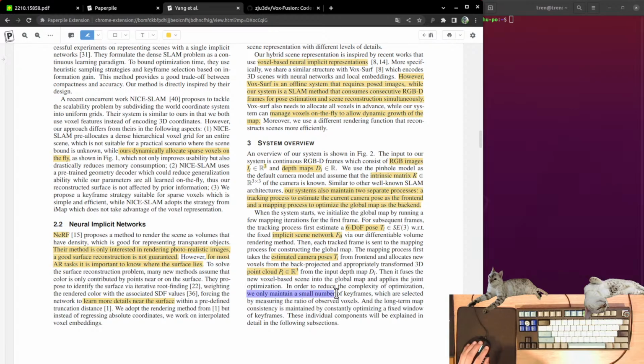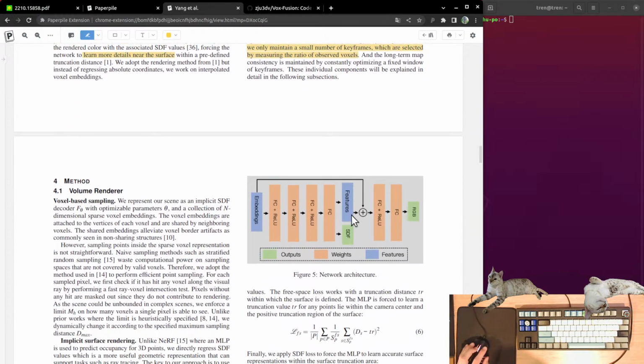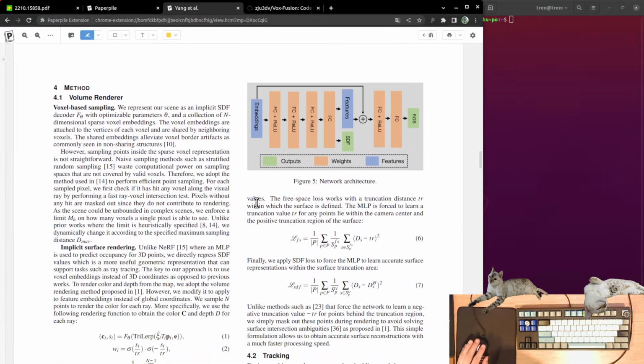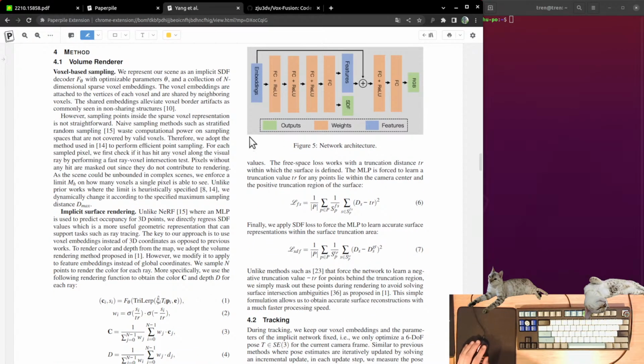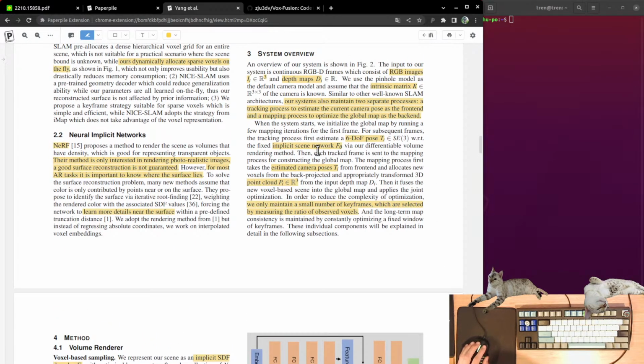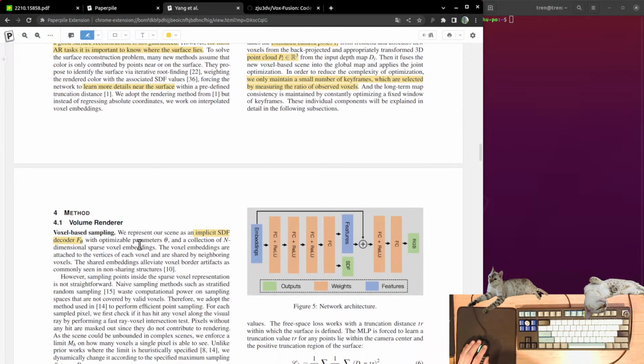We only maintain a small number of keyframes which are selected by measuring the ratio of observed voxels. Okay, we'll see what that actually means. Okay, an implicit signed distance function decoder f theta, which has some parameters theta, and a collection of n-dimensional sparse voxel embeddings.